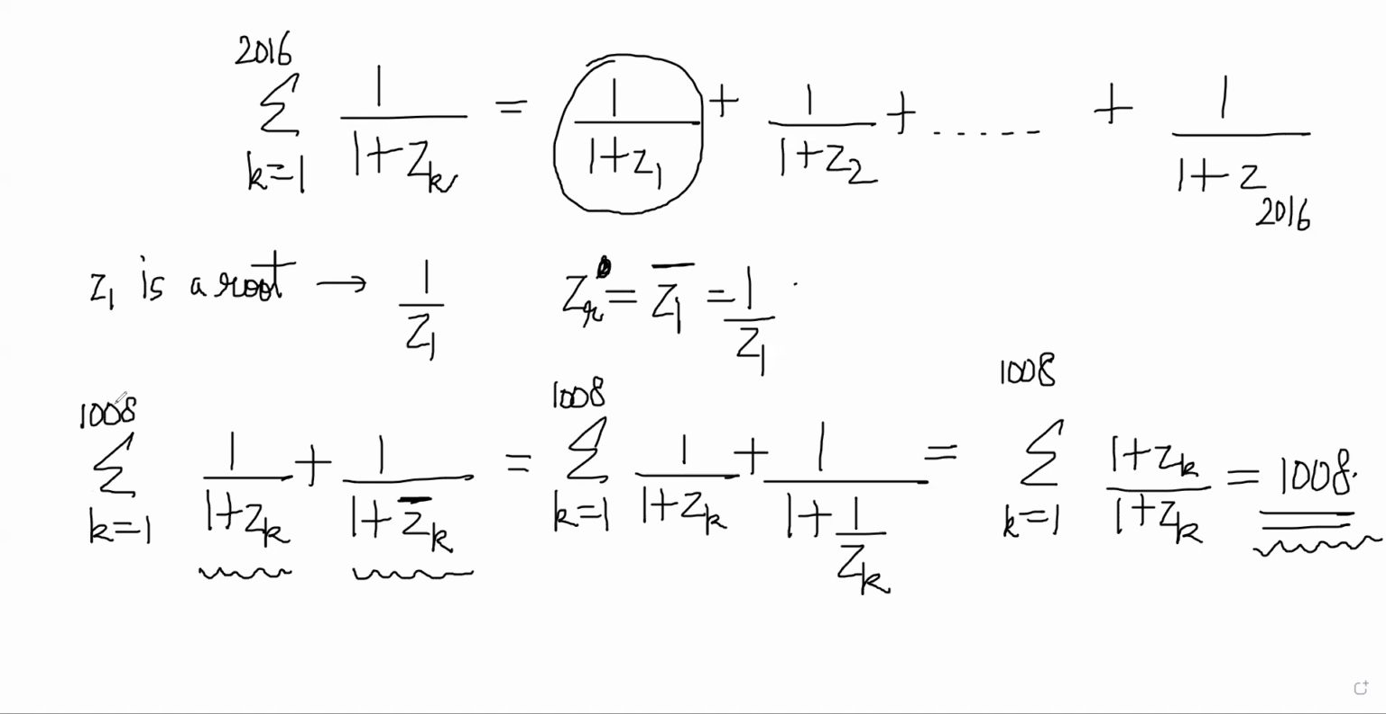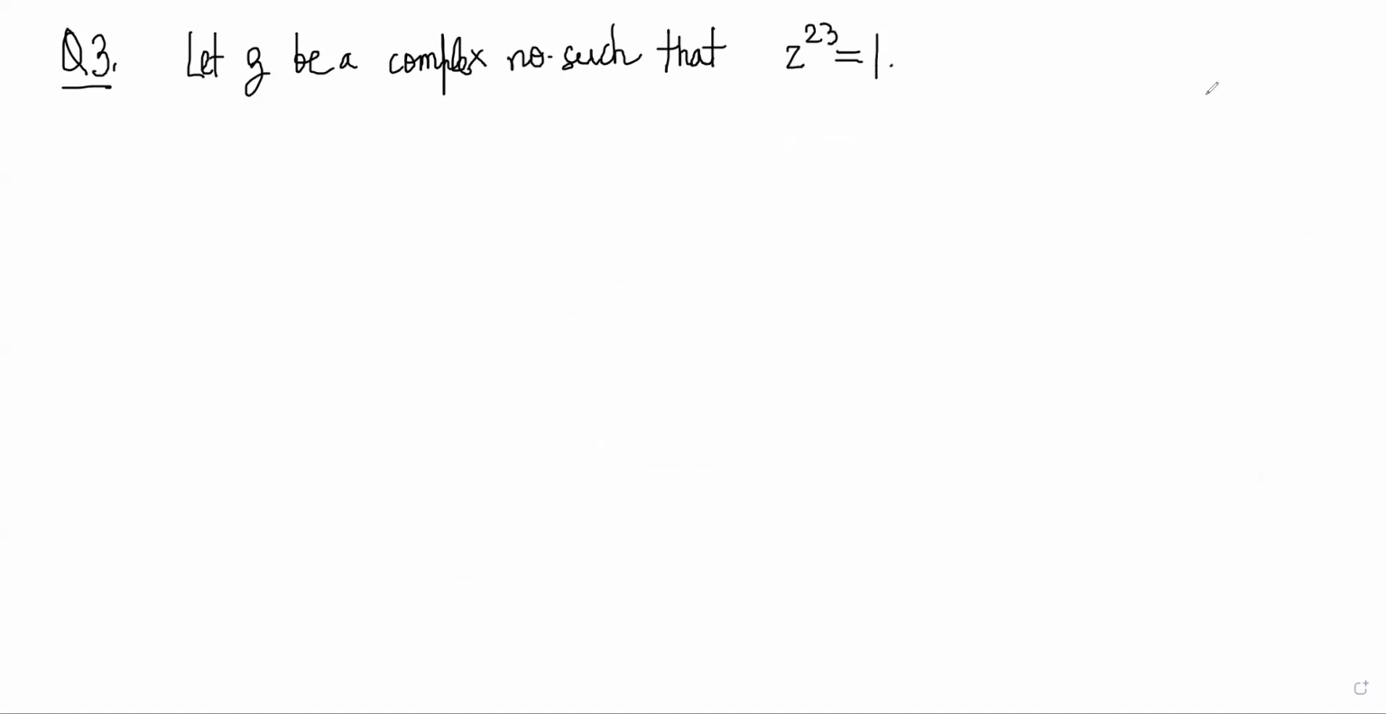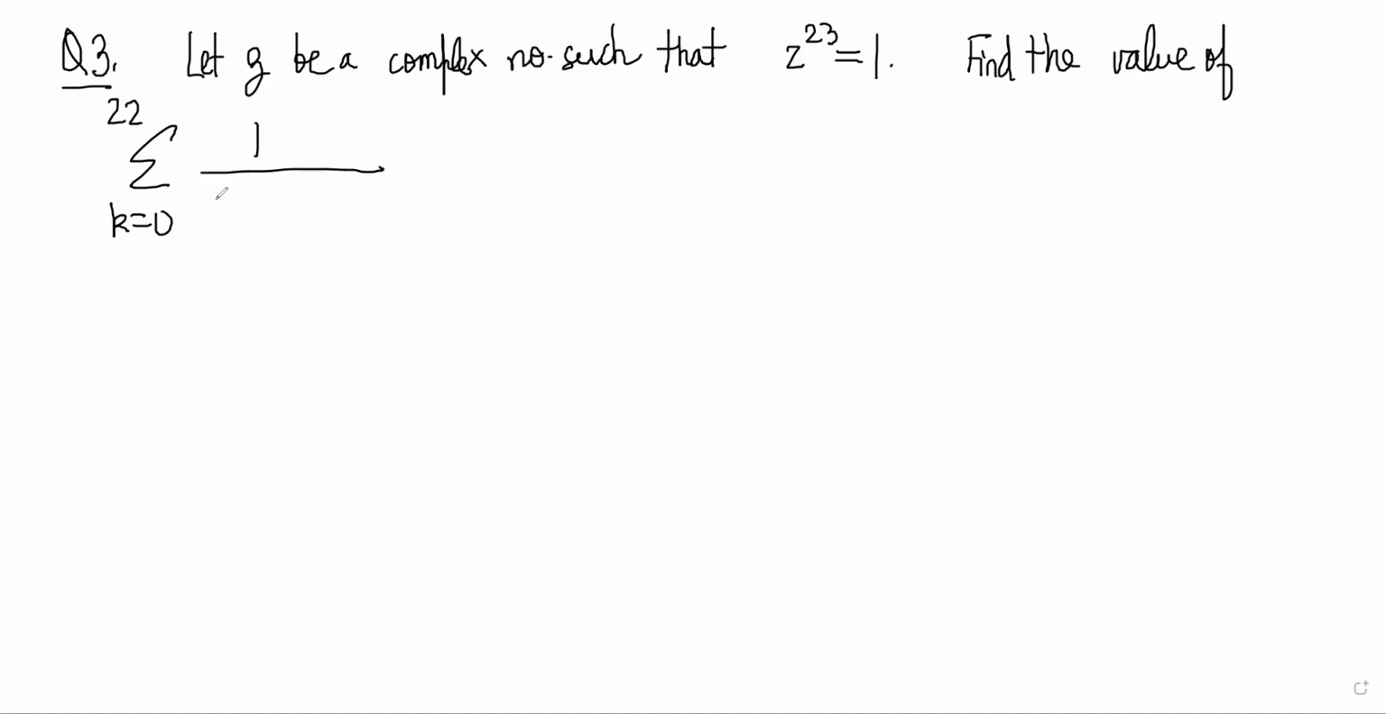Let's look at the next problem, question number 3. Here we have, let z be a complex number such that z power 23 is equal to 1. We have to find the value of summation k goes from 0 to 22 of 1 by z to the power 2k plus z power k plus 1.